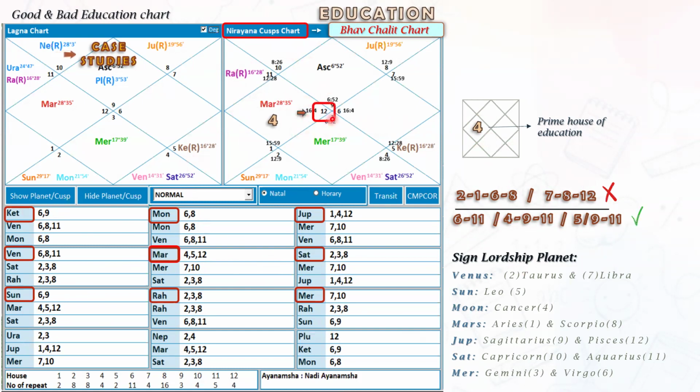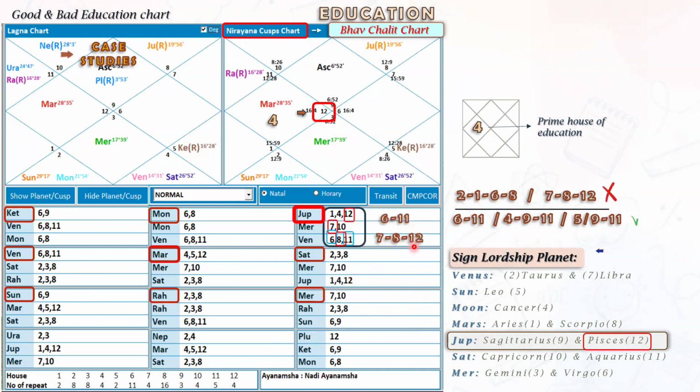We have to check first the sign. What is the sign in that particular house? The 12th sign is Pisces, and as we know, Pisces is governed by Jupiter. Now we have to check the Jupiter combinations. It has a mix of 6, 9, and 7, 8, 12.